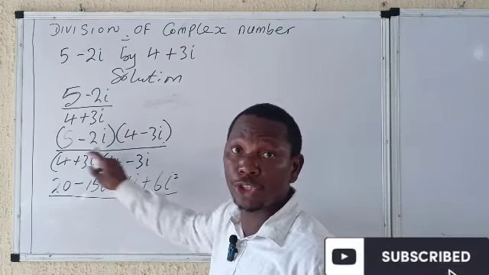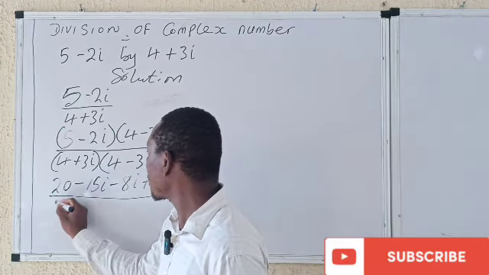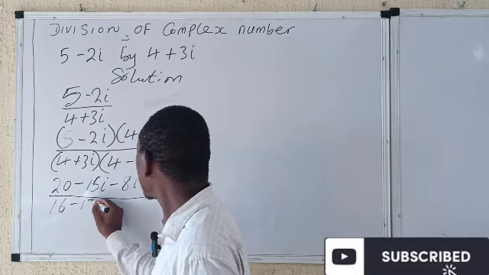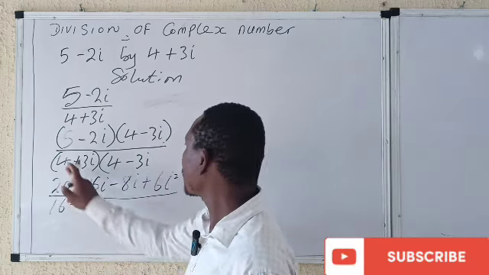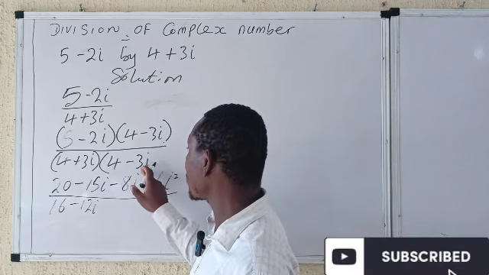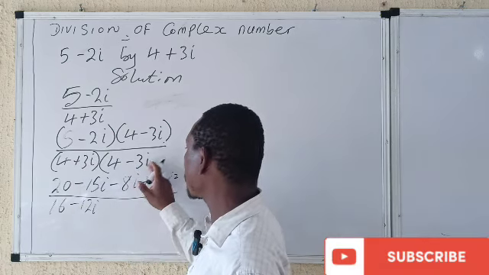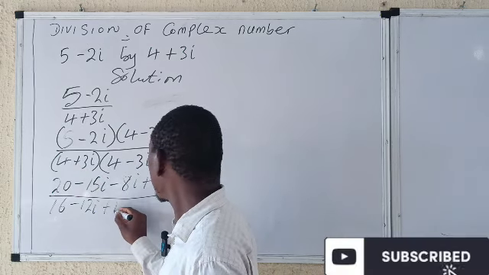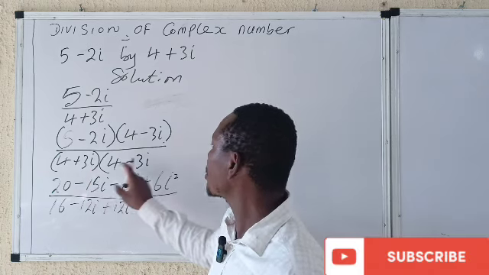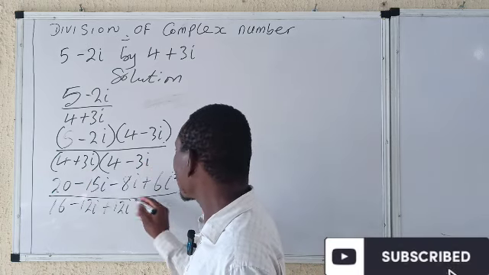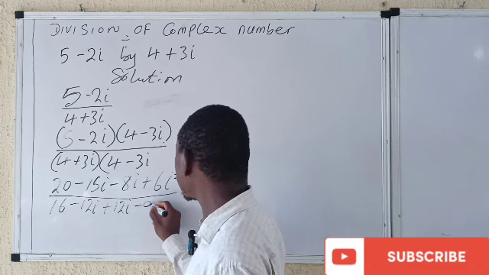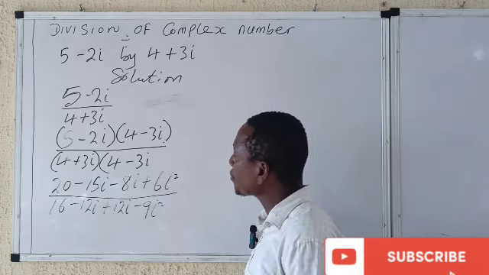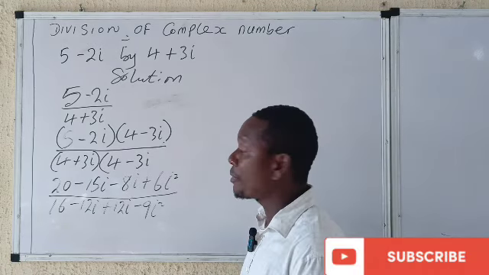You do the same for the denominator. 4 times 4 is 16. This time this is minus 12i. 4 times 3, remember this is minus 3, so 4 times minus 3 is minus 12, then put your i there. Plus 3i times 4 is plus 12i. Then plus 3i times minus 3i. Plus 3 times minus 3 is minus 9. i times i is i squared. So we can just do our little simplification.